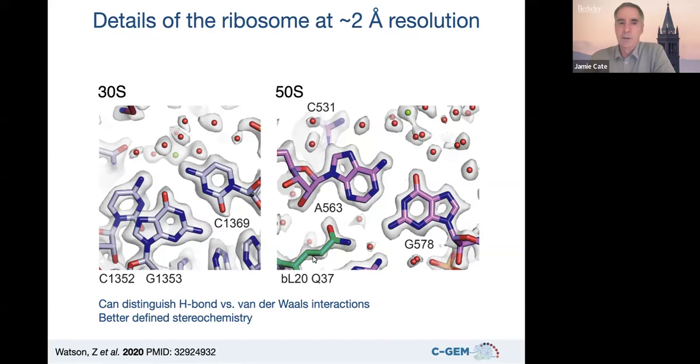Yeah, and so with the cryo-EM, because of this very high resolution, at least in the best parts of these maps, which are experimental and some parts are better than others, we can now distinguish things that chemists are interested in, like hydrogen bonds versus van der Waals interactions. We can get better defined stereochemistry. We can infer various kinds of interactions with ions and water and things like that. So this is very useful from a chemistry point of view.